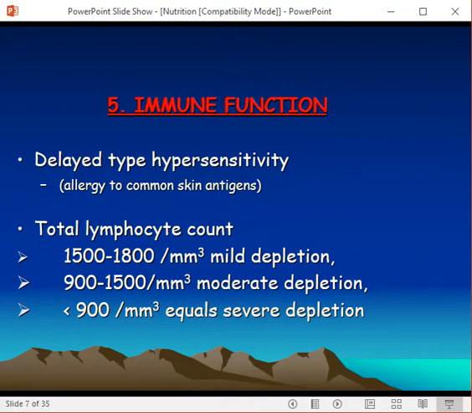And then the assessment of the immune function: delayed type hypersensitivity, if there is allergy to common skin antigens, and the total lymphocyte count. If it is 1500 to 1800, it is a mild depletion. If it is 900 to 1500, it is a moderate depletion, and less than 900 equals severe depletion. So these are the different ways of assessing nutrition.